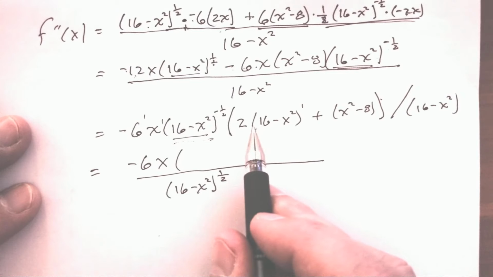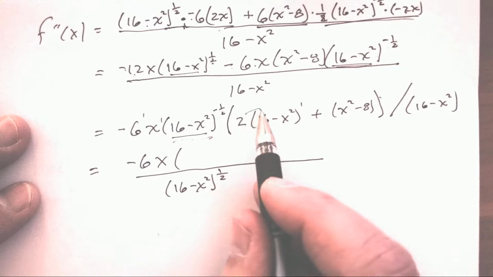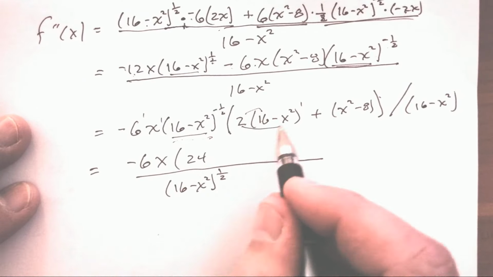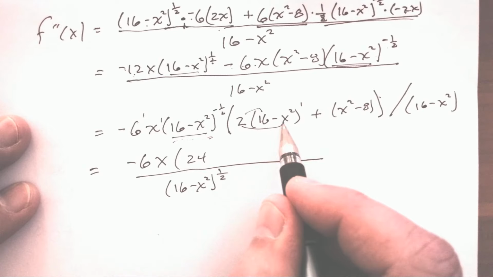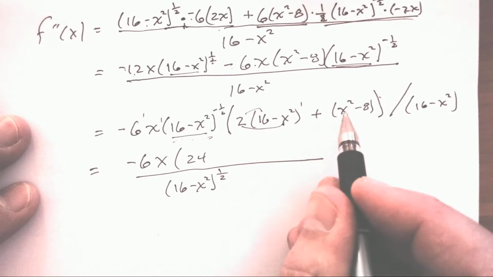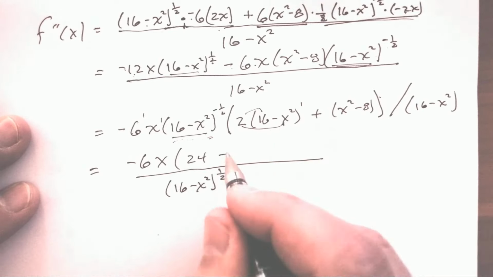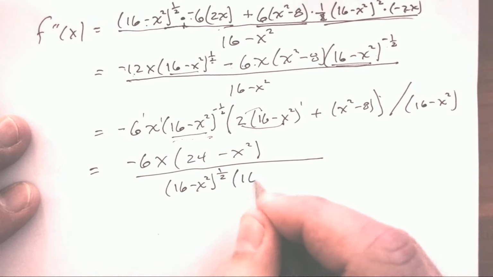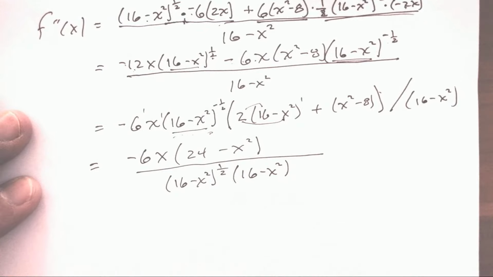For up top, I'm going to do my constants first. Then I might make a change on this. I get 32 minus 8, 24. I get minus 2x squared. I get plus an x squared. So that's minus an x squared. And I also, in the denominator, have one of these 16 minus x squareds.